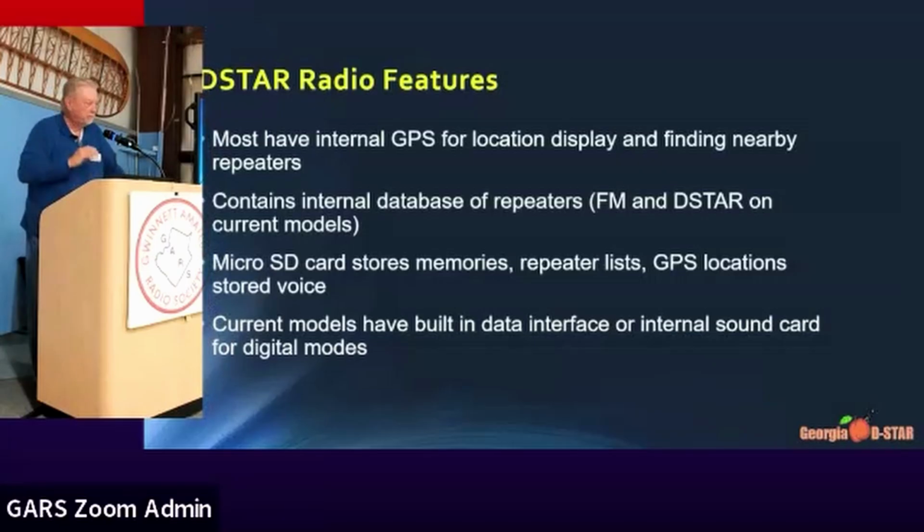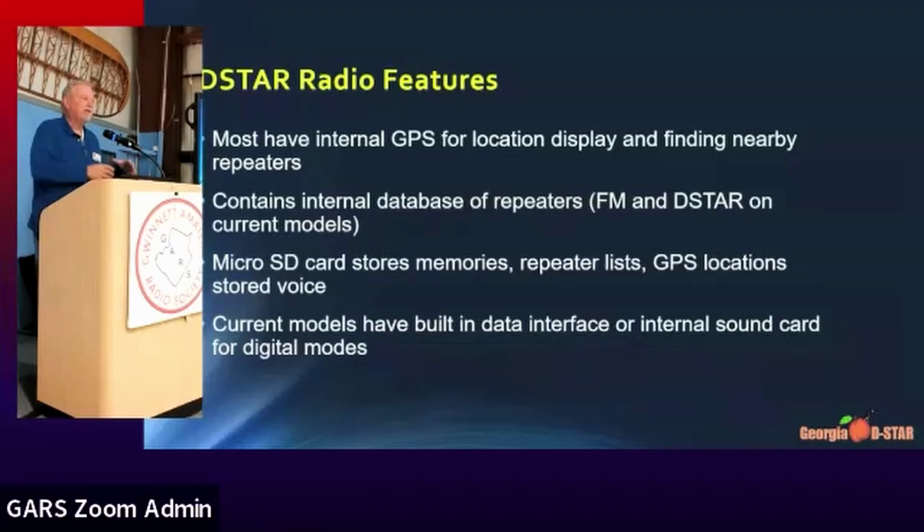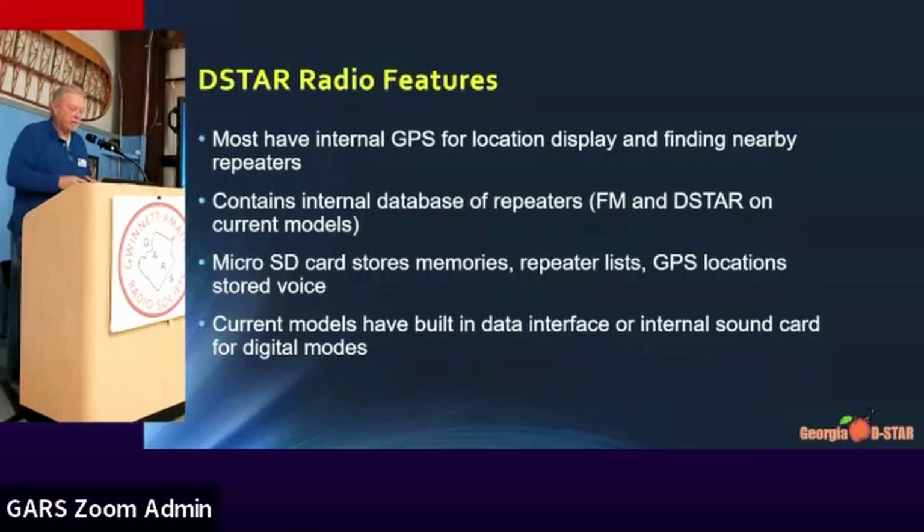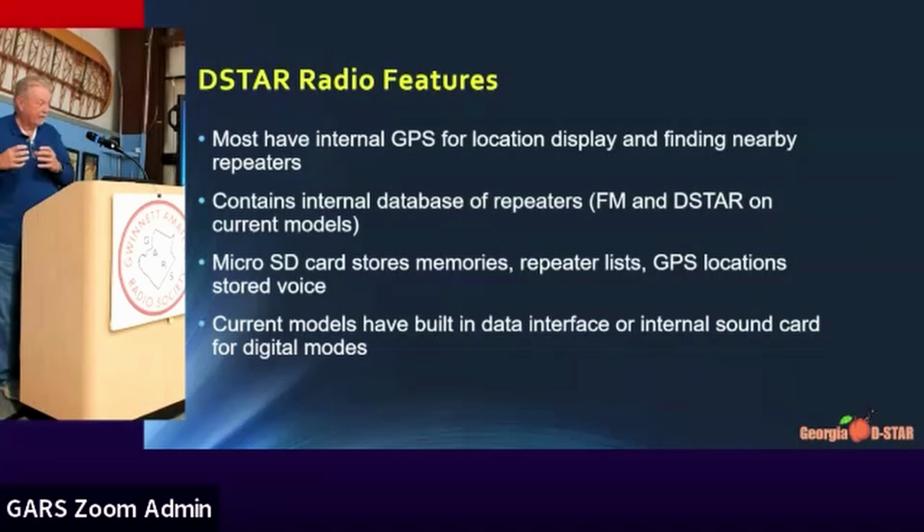You go to HRO, order one from Gigaparts, wherever, DX Engineering, radio comes in. There's an internal database of D-Star repeaters, and in some models, even FM repeaters worldwide. And those repeaters' locations are geocoded, meaning we know where they are, lat and long. The GPS in my radio knows where it is, so I can calculate the nearest repeater or the nearest 10 repeaters to me from where I am.